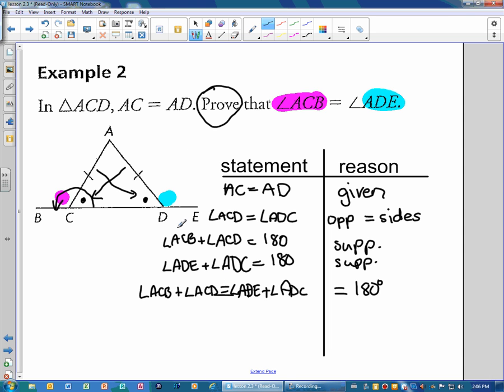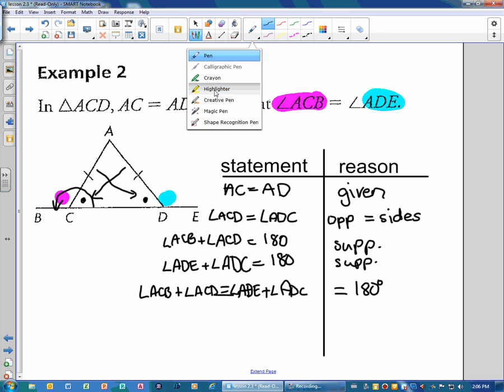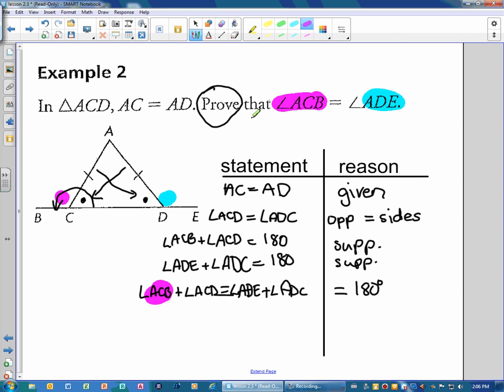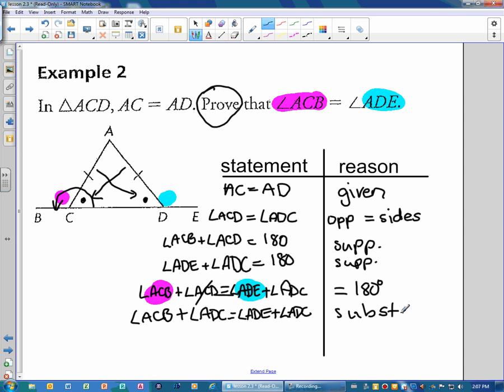I know that's a little messy. Okay, I'm going to use some colors to help you out here. We're almost there. We're almost done. Okay, colors. Here's ACB. ADE. But look up here. Didn't we prove already that ACD equaled ADC? Because they're equal, can't I take out ACD and write ADC? Because they equal each other, don't they? So I can say that ACB and replace ACD with ADC equals ADE and ADC. Okay, and that's just substitution. I just substituted that angle.